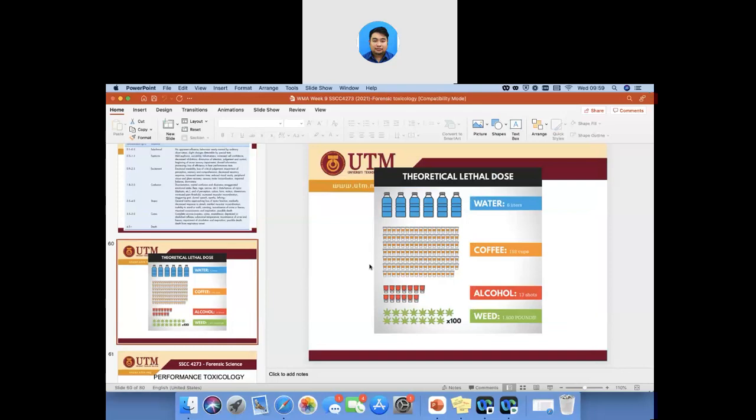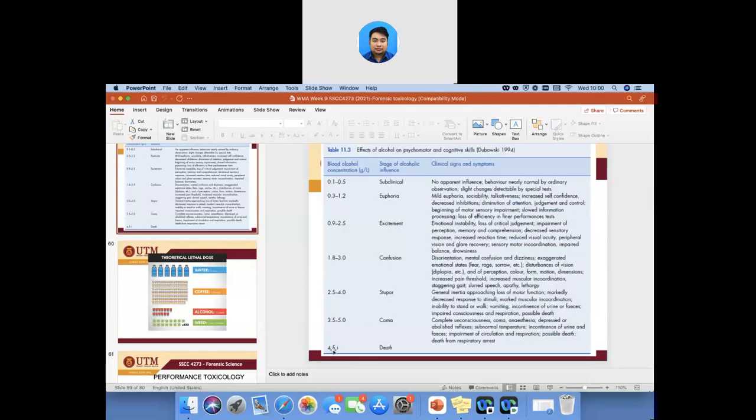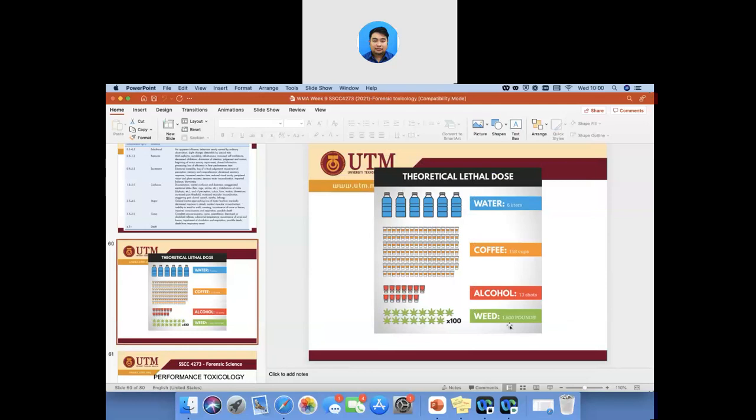To put it in perspective, what are the theoretical lethal doses for a person? For water, 6 liters is a lethal dose. For coffee, it is about 118 cups. For alcohol, it is about 13 shots only. With 13 shots, you would have 4.5 grams per liter of alcohol inside your body, which will cause death. For wheat, it is about 1,500 pounds.